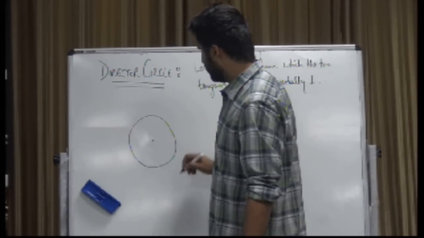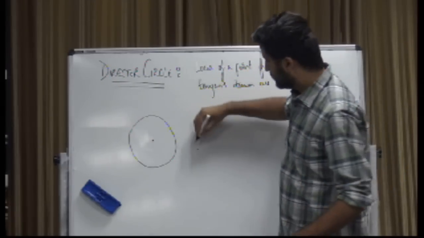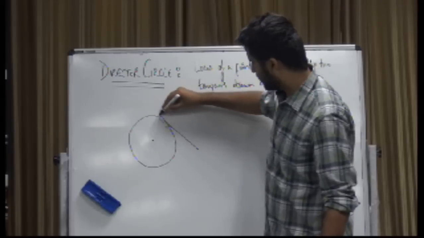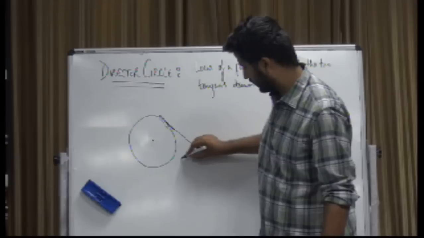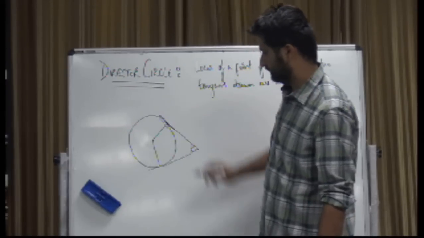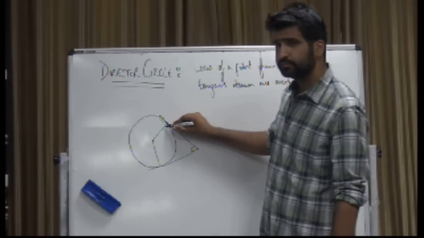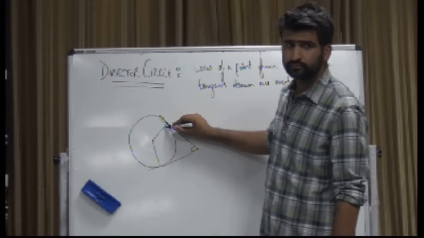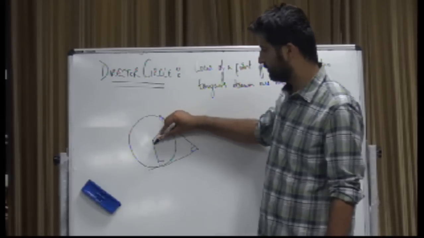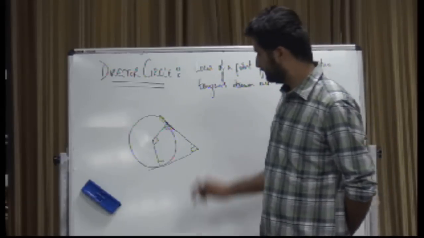In the case of circle, I want to see a point from where the two tangents are perpendicular, right? So let me assume a point like this. So this is the point. The two tangents are perpendicular. Okay, this angle is 90 degrees. This angle is also 90 degrees. All the angles will be 90, right?